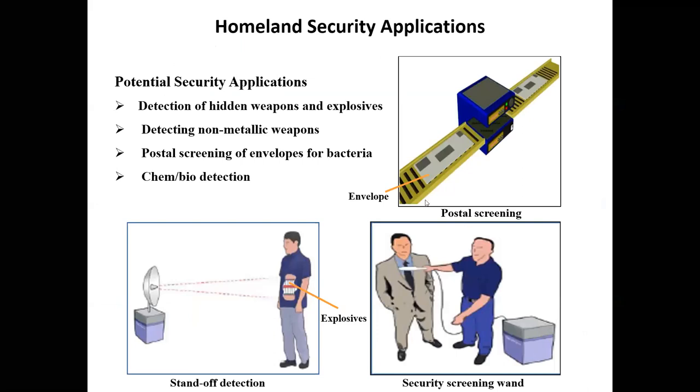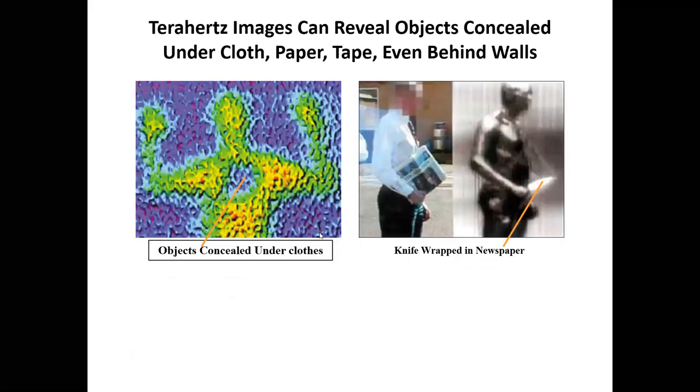Other applications of microwave, like homeland security, metal detector. In the metal detector, they use the microwave. Potential security applications: detection of hidden weapons and explosives, detecting non-metallic weapons, postal screening of envelopes for bacteria, chemical biodetection. This is the envelope. Postal screening. Standoff detection, explosive, security screening wand. And some terahertz images can reveal objects concealed under cloth, paper, tape, even behind walls.